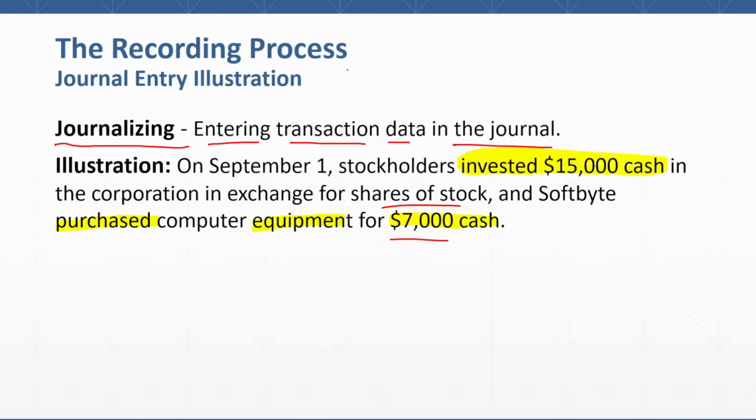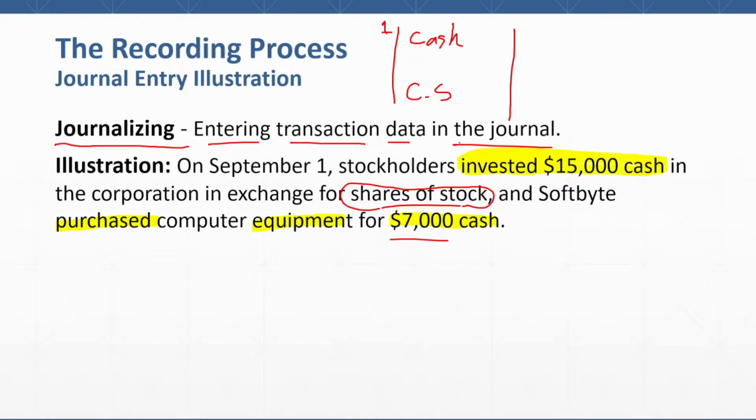This is basically the most important part of the recording process: to read the transaction, to analyze it, and to take 3 steps. Step 1, identify your accounts. What accounts are involved? What accounts are changed? In the first transaction, stockholders have invested $15,000 cash in exchange for stock. So the first account, of course, is cash, which is an asset account. And the second account is common stock. So in step 1, 2 accounts are identified.